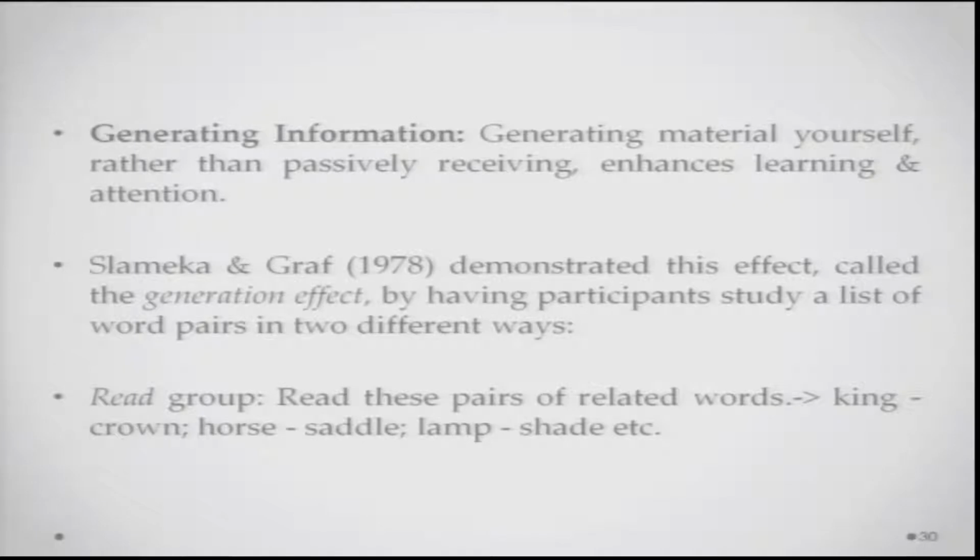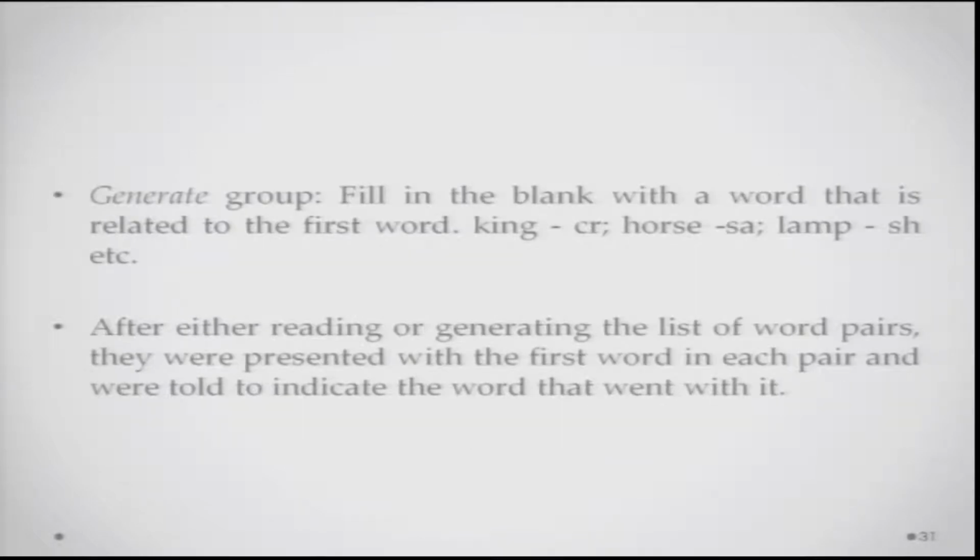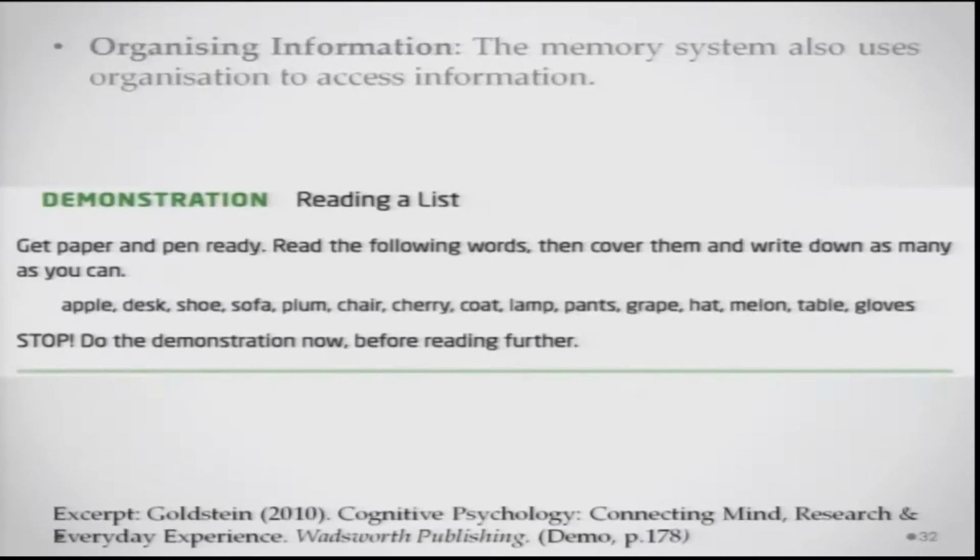There was the reading group, who read pairs of words: king, crown; horse, saddle; lamp, shade; etc. And then there was the generating group, who were asked to fill in the blank with a word that is related to the first word. After either reading or generating the list of words, they were presented the first word in each pair and told to indicate the word that went with it. What they found was that the generating group did much better in recall as compared to the reading group.